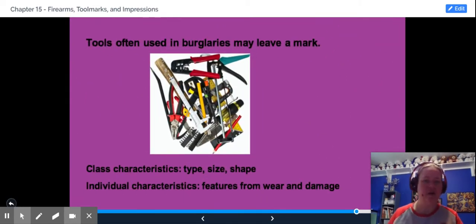All right, toolmarks, okay, it's commonly used in burglaries. They can leave marks. Class characteristics can be type, size, and shape, and individual characteristics can be mainly from wear and tear, so little nicks, little grooves, or scratches. The more wear and tear it has, the more individualized it becomes.